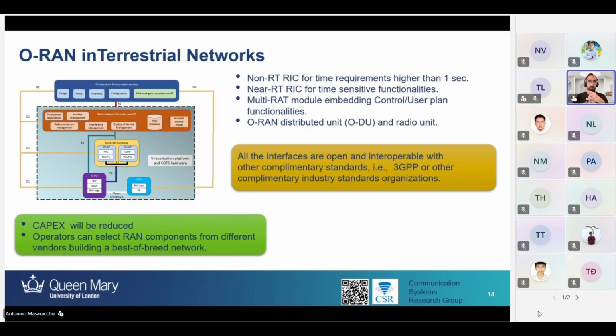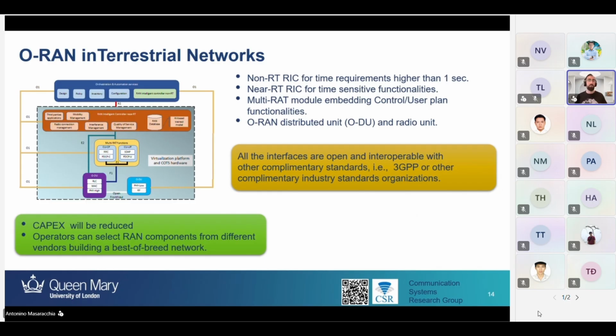The non-real-time radio intelligent controller, which is going to provide optimization for requirements that are higher than 1 second, and the near-real-time RIC for sensitive functionalities and latency-critical communication, so for services that require latency below 1 second and close to 1 millisecond as well. And the most important thing of this architecture is that everything is going to be distributed and decentralized according to the needs of the network. So this kind of architecture is going to provide flexibility to the mobile network operators to rearrange their network according to the type of services that are going to be provided.